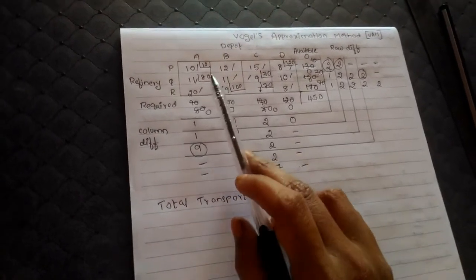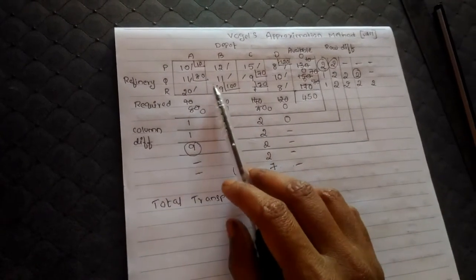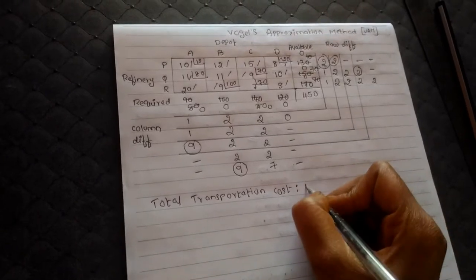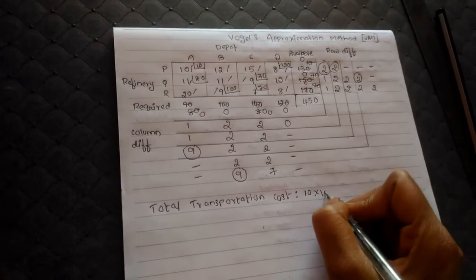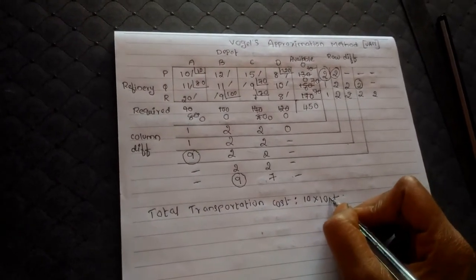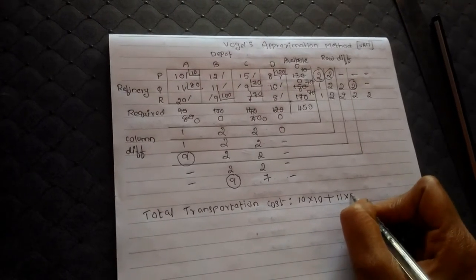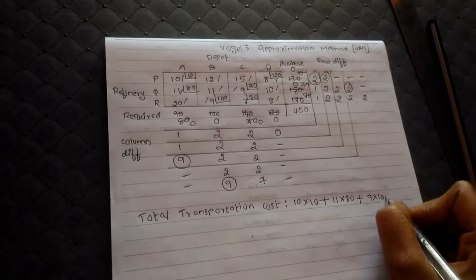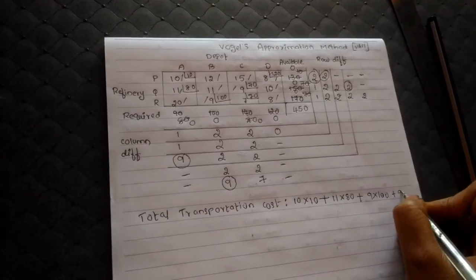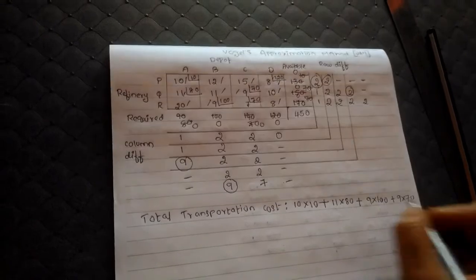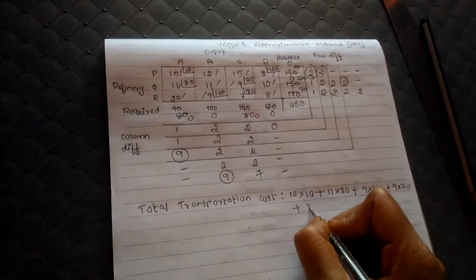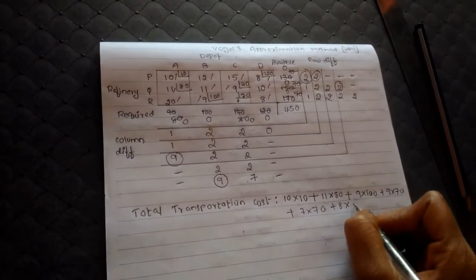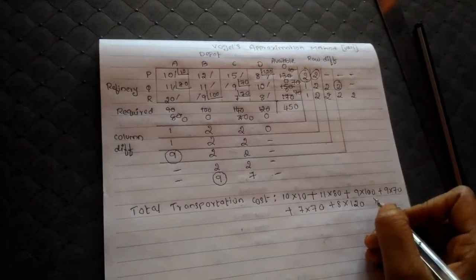You have to multiply these values with each other and sum up with the other products from the other cells. That is 10 multiplied by 10 plus 11 multiplied by 80 plus 9 multiplied by 100 plus 9 multiplied by 70 plus 7 multiplied by 70 plus 8 multiplied by 120. That's all.